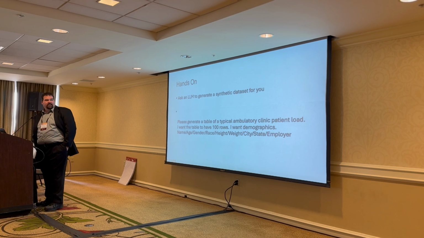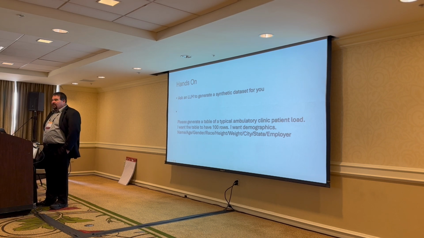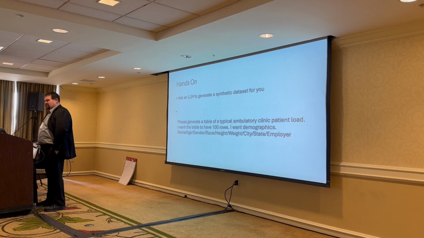I put some text here. You can choose whatever text you want. But my text was, please generate a table of the typical ambulatory clinic patient load. I want the table to have 100 rows. I want demographics: name, age, gender, race, height, weight, city, state, employer. I'll give you 5 minutes to get a table generated of some sort.